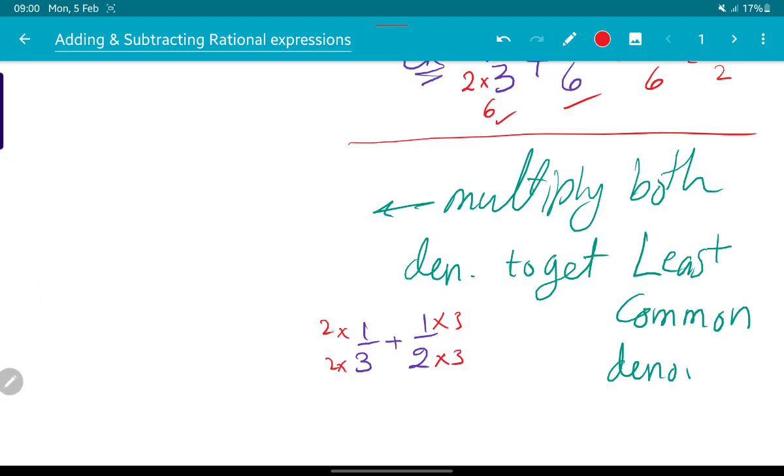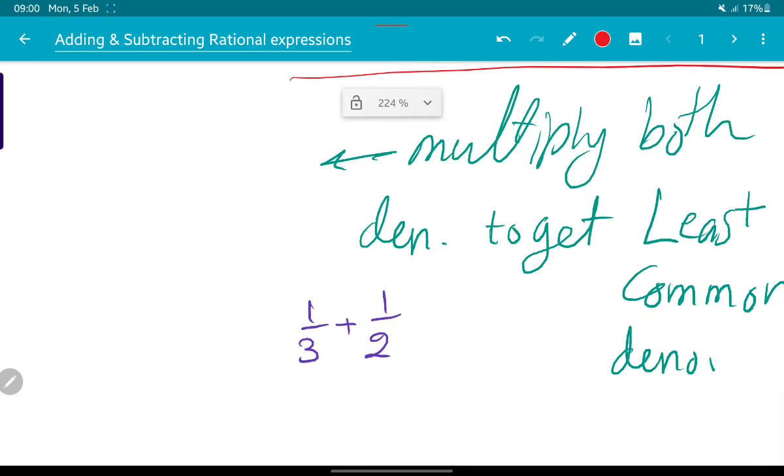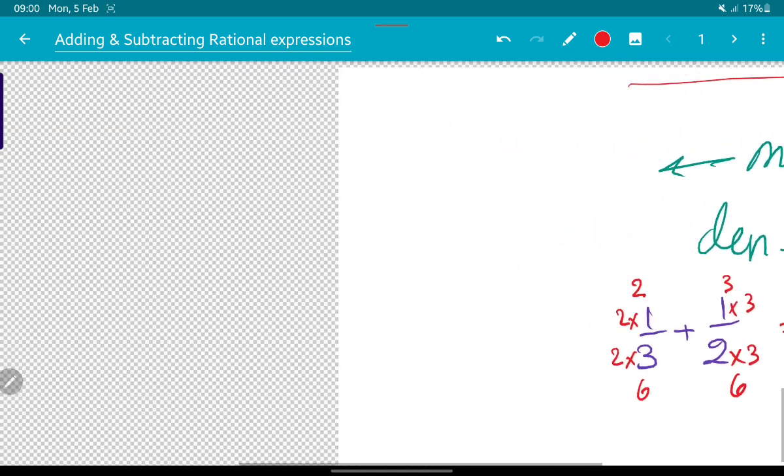The type number 3, when we have different denominators, we cannot make them equal in one step, but we can multiply this by 3, this will be 6, multiply 2, this will be 6. Now we have 2 over 6 and 3 over 6. We add, this will be 5 over 6.